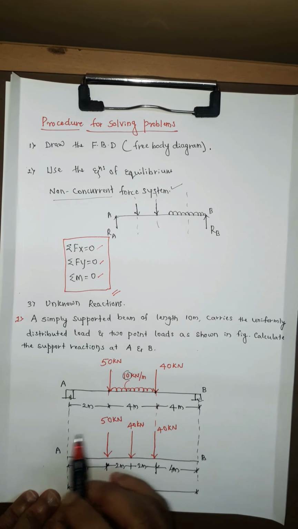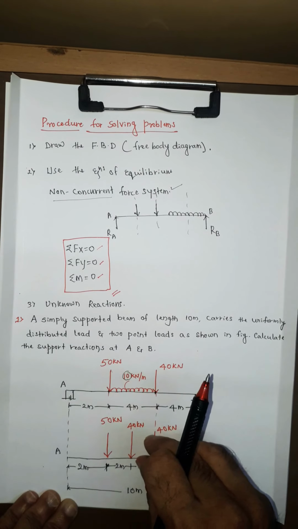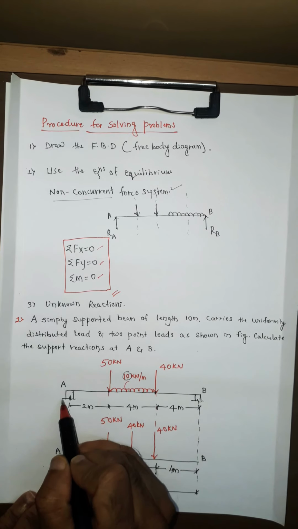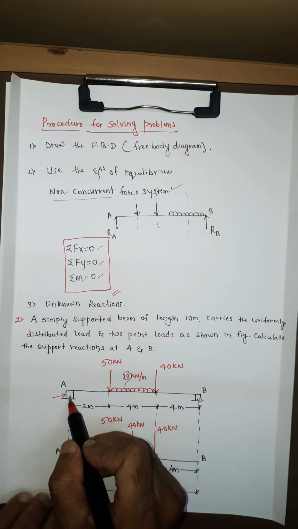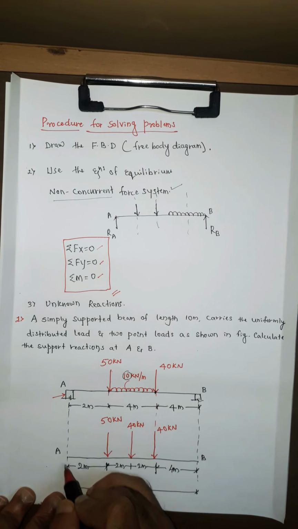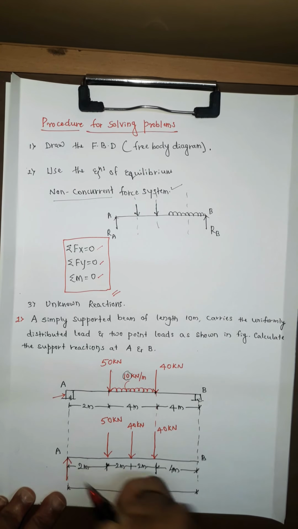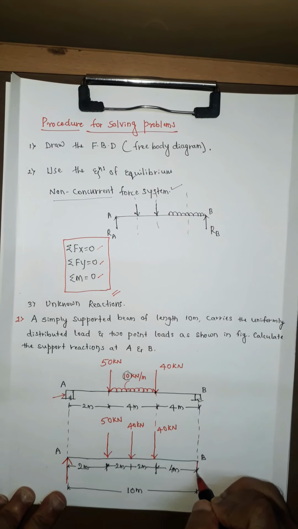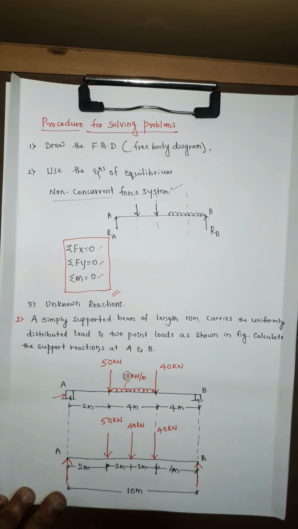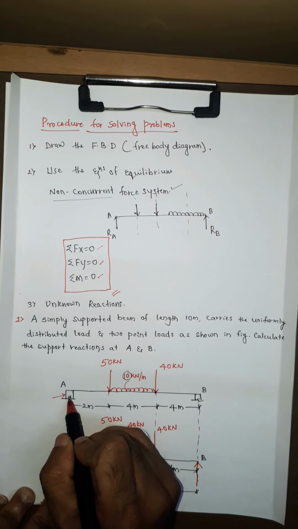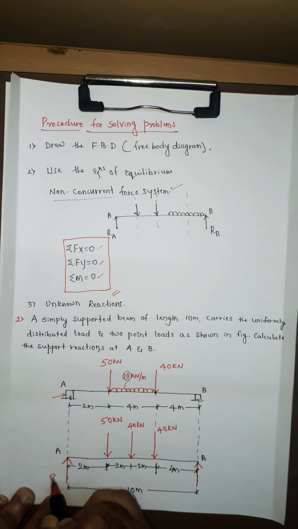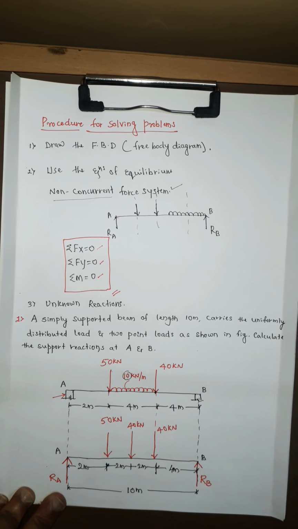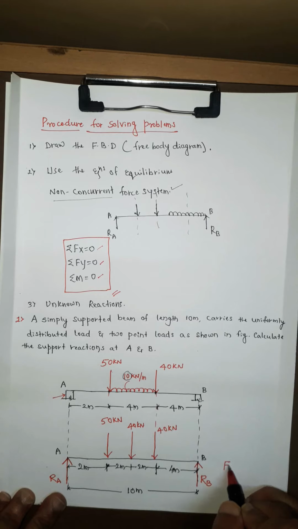Till now we have just separated the beam and shown the loads, and you have to identify the reactions developed by the supports. As we know, this is a simple support, so each simple support will give one reaction. The reaction will be like this. This is also a simple support, so there will be one reaction, and name them. Now this is the support at A, so this will be reaction at A and this will be reaction at B.